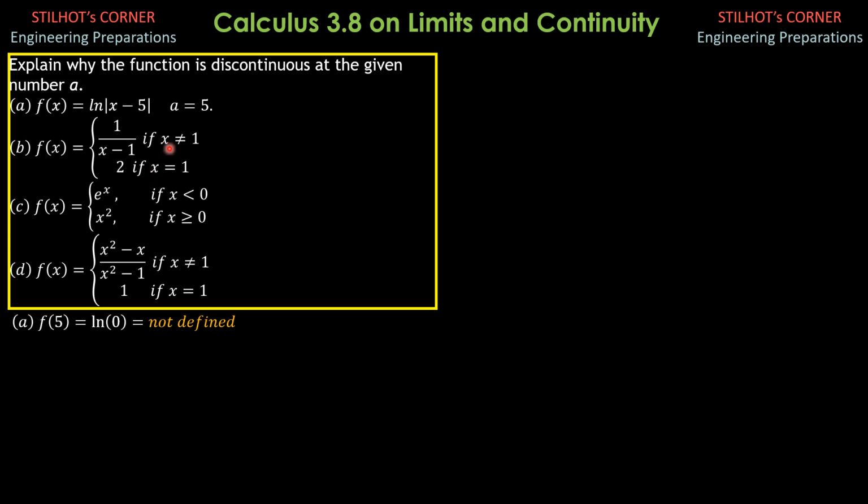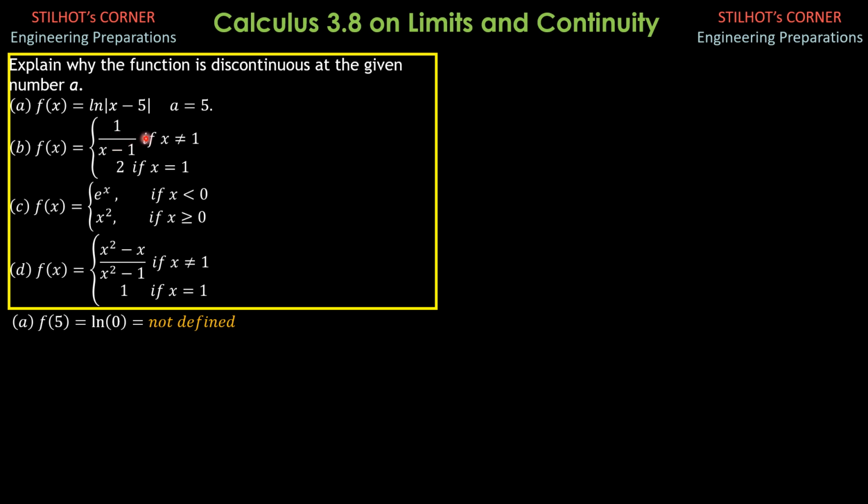For part B, the limit of f of x as x approaches 1. This means 1 from the left and 1 from the right. So 1 from the left, let us say 0.99999, the limit is negative infinity. And if we have 1 from the right, the limit is positive infinity. Negative infinity is very different from positive infinity. So the limit does not exist.